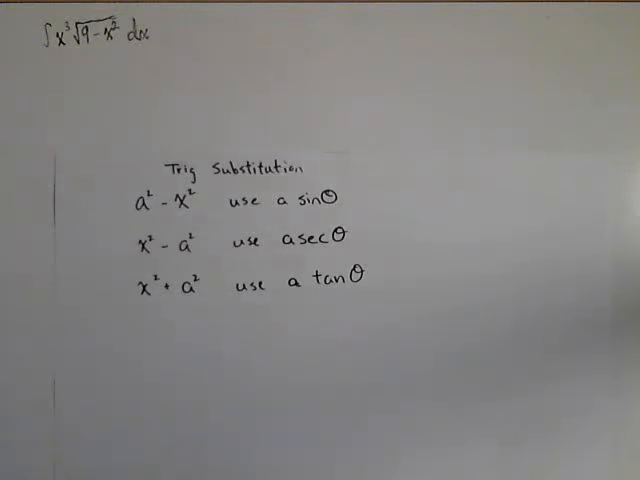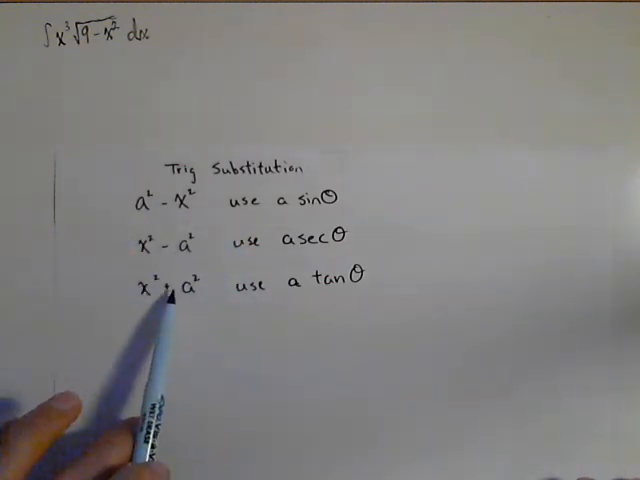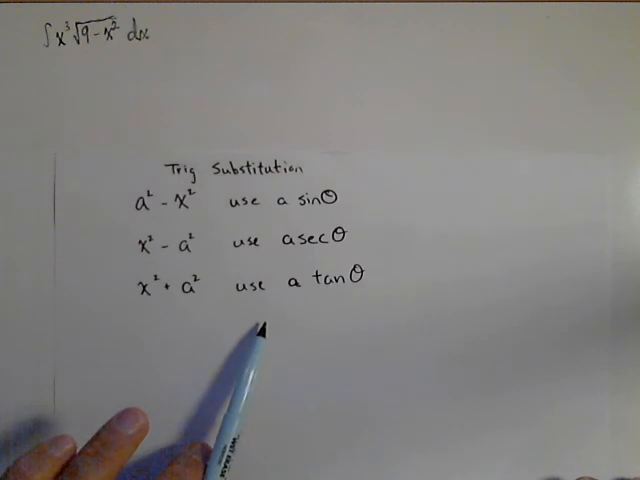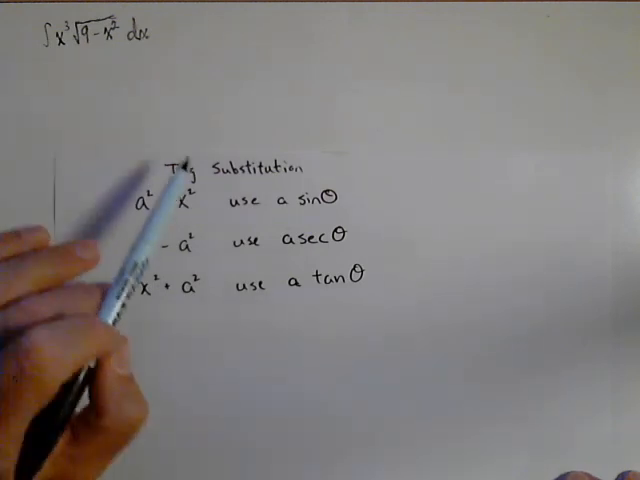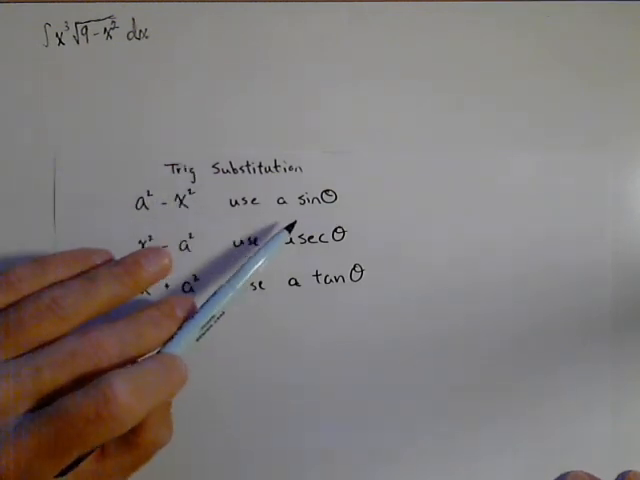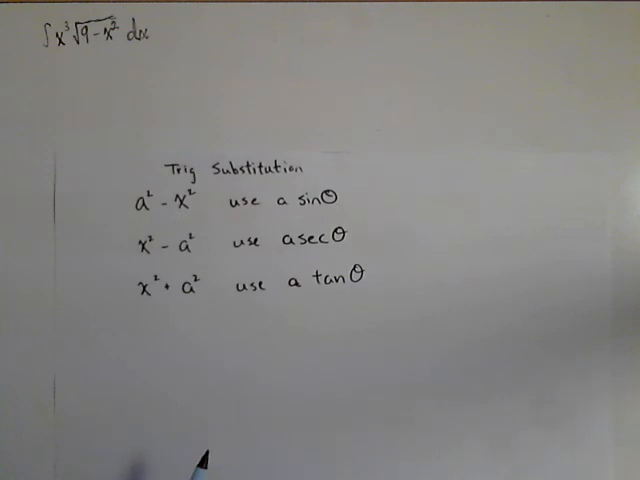In this example, we're going to look at using a trig substitution to solve an indefinite integral. Now here are our three basic trig substitutions that we use, because they're all part of the Pythagorean theorem. So looking at our problem, we notice the 9 minus x squared, which is very similar to this one, so we're going to want to use this a sine theta for our substitution.